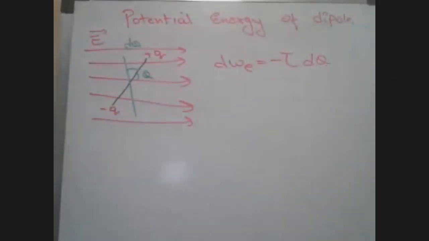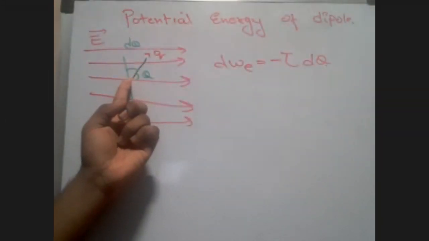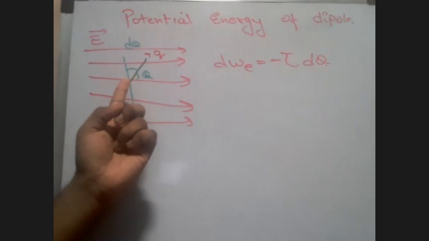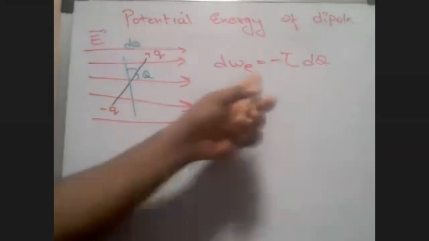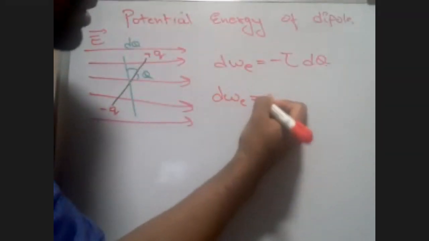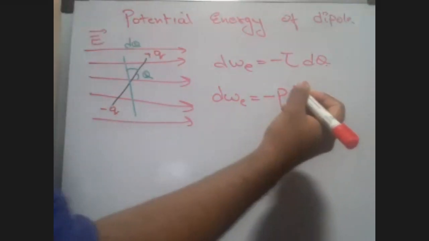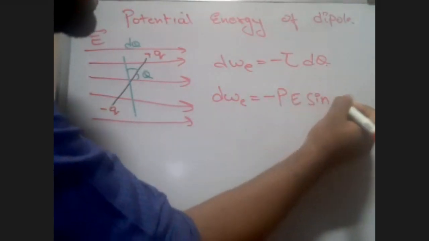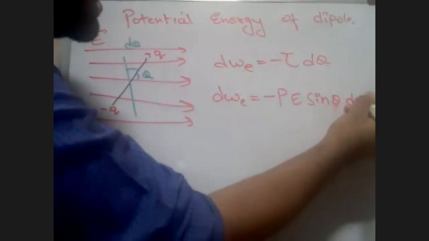Can I say torque into displacement as torque into d theta, because displacement here is going to be in terms of theta? Yes, sir. Now if I open up what torque is, what is the torque formula? Just now you all told me: forget the minus, it is pE sin theta. So it is pE sin theta d theta.